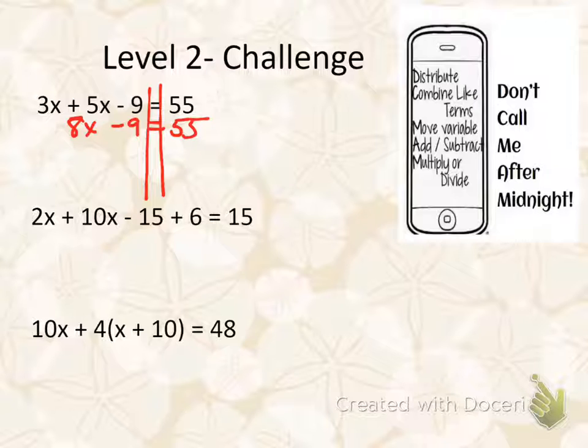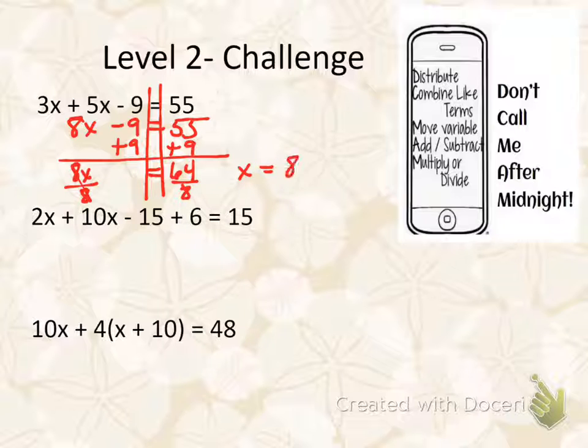So now our next step is to add and subtract. Are we going to add or subtract? Add what? 9. Very good. Add 9. 8x equals 55 plus 9. What's that? 64. Very good. What's next? Divide by 8. Again, I ran out of room. x equals 64 divided by 8, which is 8.